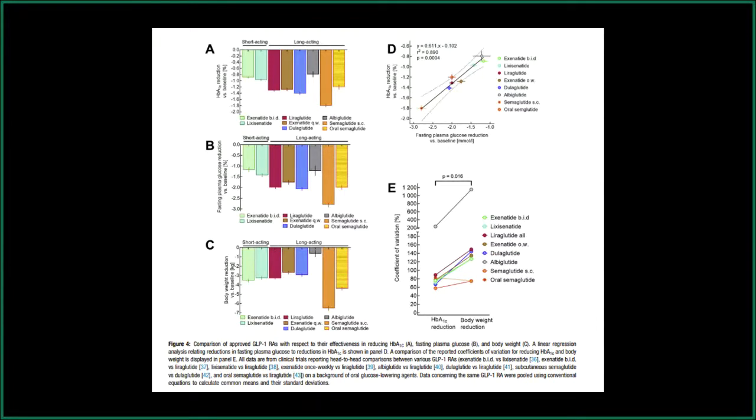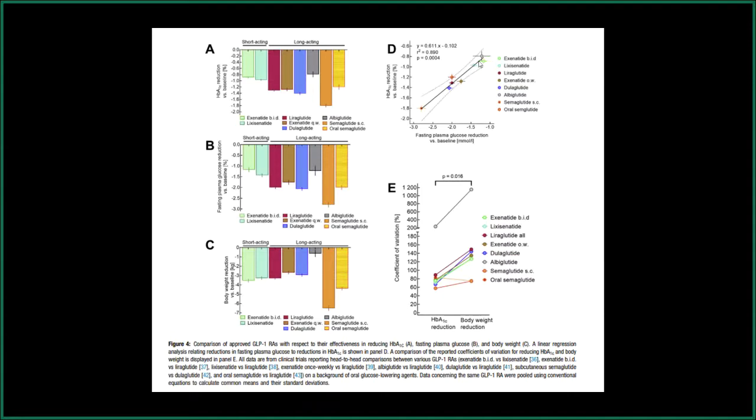What you will find is that when you look at these different preparations, there are the short-acting ones and the long-acting ones. The long-acting ones have the bigger effect on A1C, fasting glucose, and body weight reduction. Particularly with semaglutide, compared to the short-acting, you have a much larger response. This is a combination of several different trials, including the oral preparation, all of which have a significant effect. And here it shows there is some correlation between the hemoglobin A1C reduction and the reduction in fasting glucose.